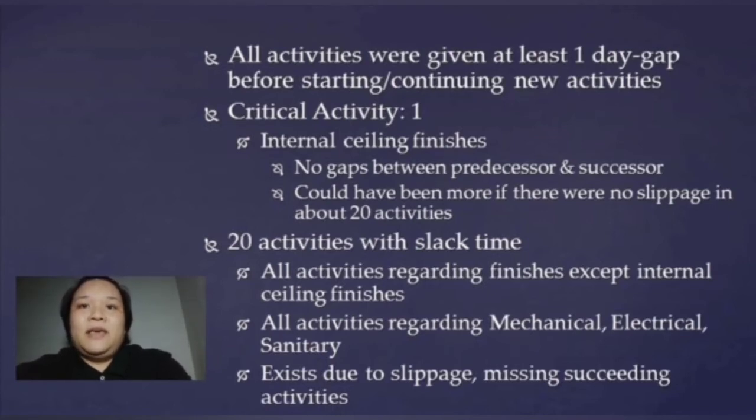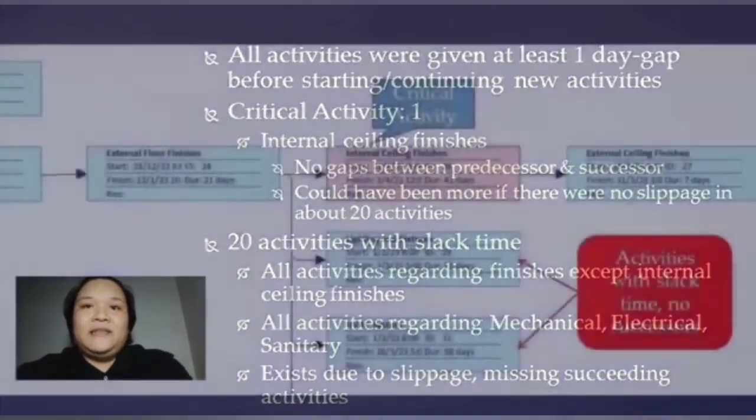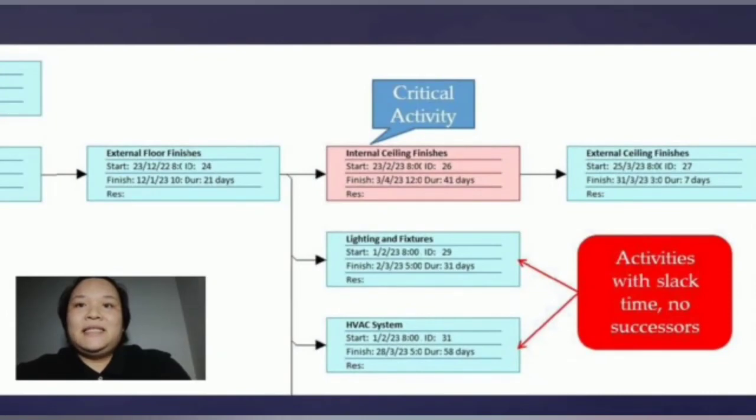For our CPM, there were 20 activities with slack time. All these activities were regarding finishes, except internal ceiling finishes, and all activities regarding mechanical, electrical, and sanitary. We believe this exists due to the slippage, which is missing succeeding activities. This is an example of activities with slack time and no successors. And our critical activity is internal ceiling finishes.